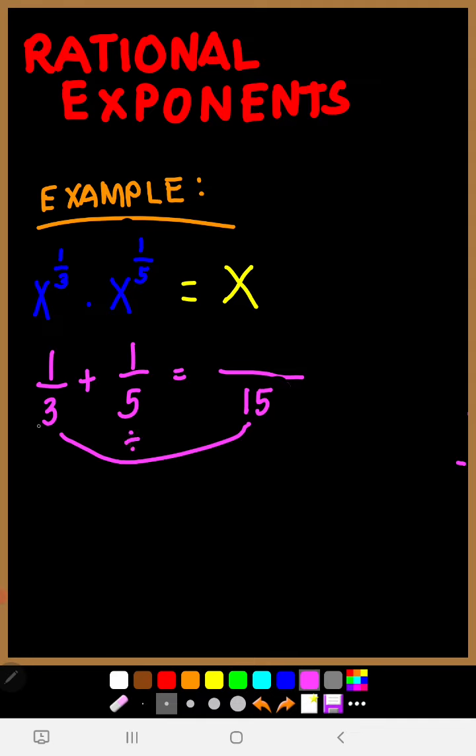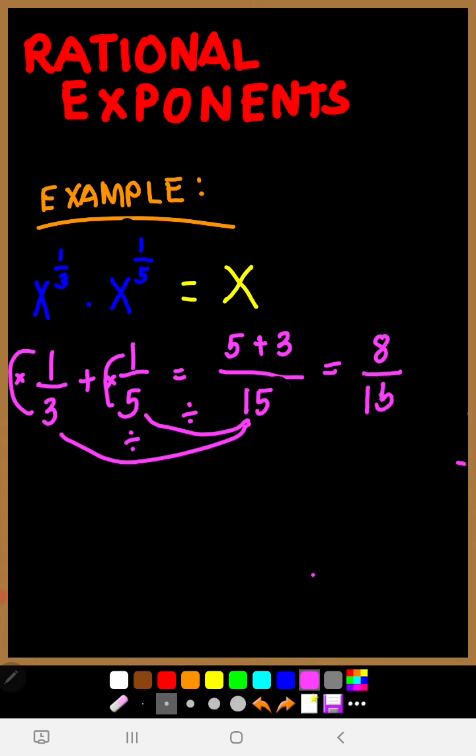Okay? Then, times 1. So, 15 divided by 3 is 5, times 1, that is 5. And then, the same with this, 15 divided by 5, that is 3, times 1. So, plus 3. Then you just add the numerators, 5 plus 3, that is 8 over 15. So, our final answer is x raised to 8 over 15.